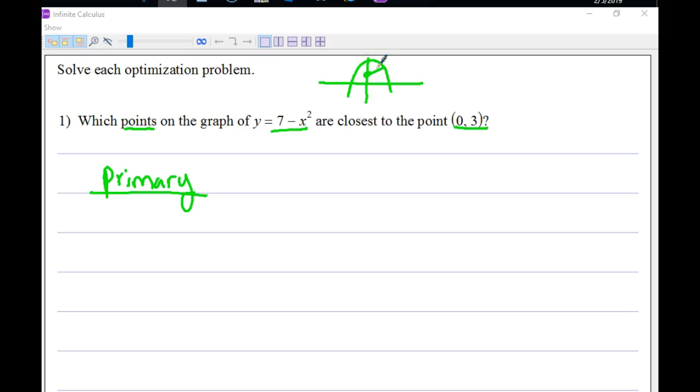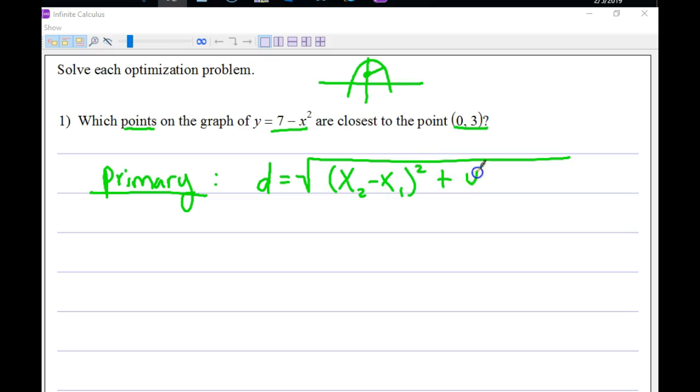Now that's going to harken us back to some old geometry, maybe even some Algebra 1. But it's going to be the distance formula. We want to find the smallest distance between 2 points. So, just to refresh your memories here, this is the distance formula. So I want to minimize that distance. I have 2 points. I have this point here, which is 0, 3, right? And then I have this other mystery point that I don't know yet. We'll just call that x and y.